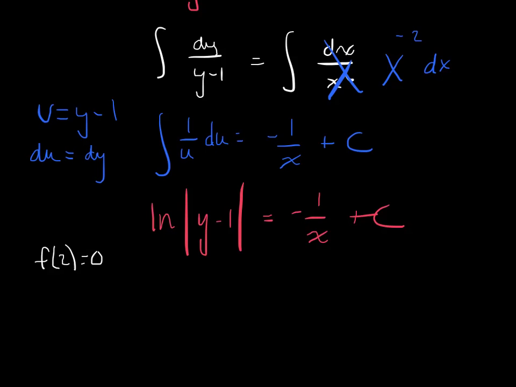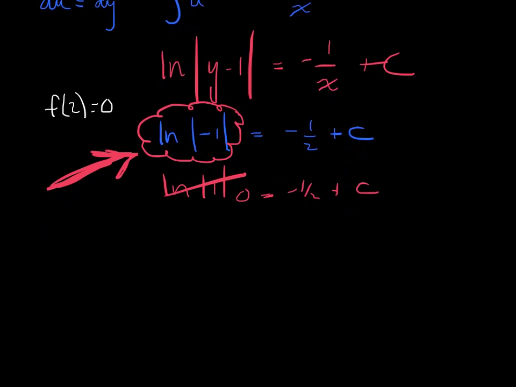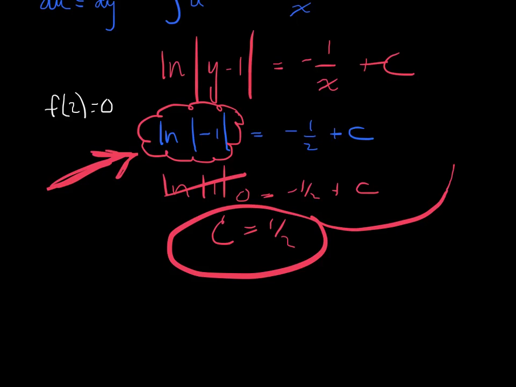Take special note that I have that absolute value here. So let's just be careful with that. I'm going to use that initial condition. So I get the ln of negative 1 equals negative 1/2 plus c. So again, what this is telling me is the ln of negative 1 does not exist. So I can change that into the ln of 1, which of course is 0. But because I changed that, remember, that's going to affect my problem later on. So I get a nice c equals 1/2. Take that back and substitute it in.